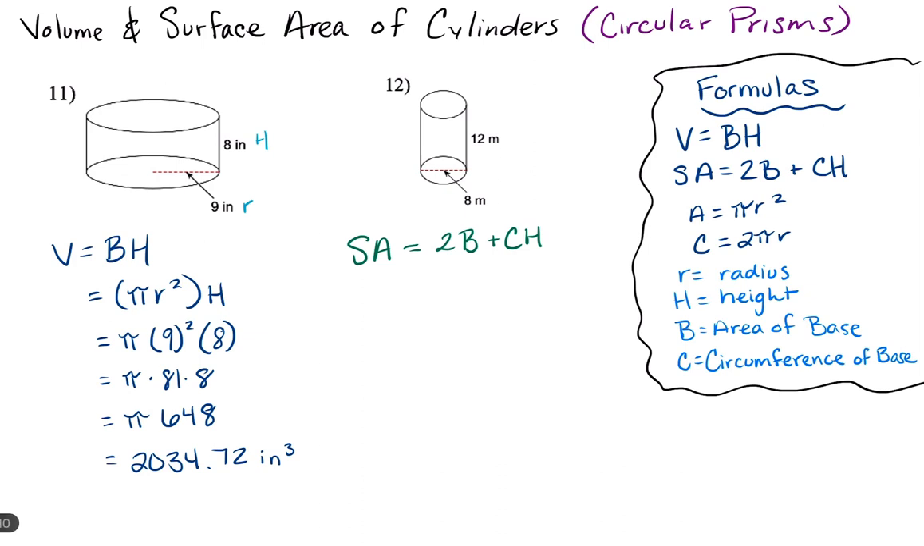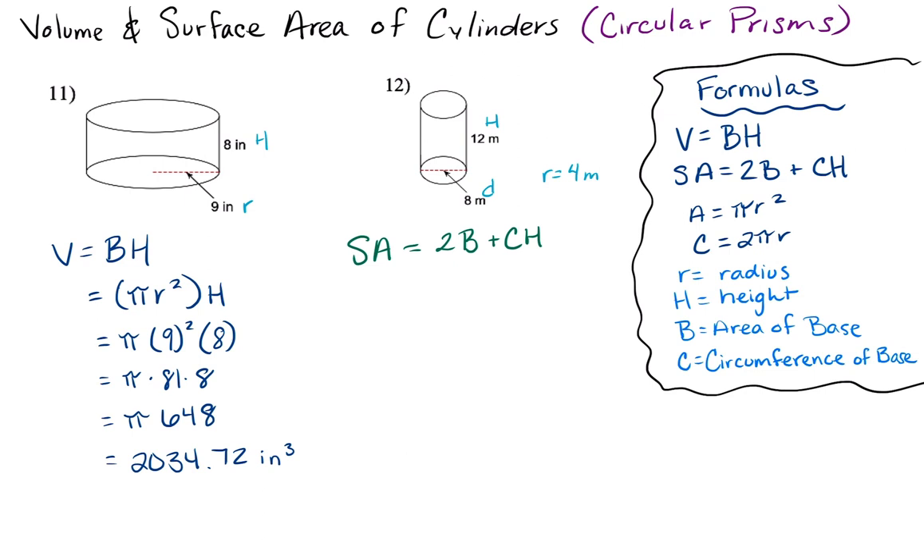8 represents the diameter of this because the red line goes all the way through. Since we need the radius, if I know the diameter, then I know that the radius has to equal half that, which would be 4 meters. And then the height of the cylinder is going to be the 12 meters coming up through to the top where the other circle is.